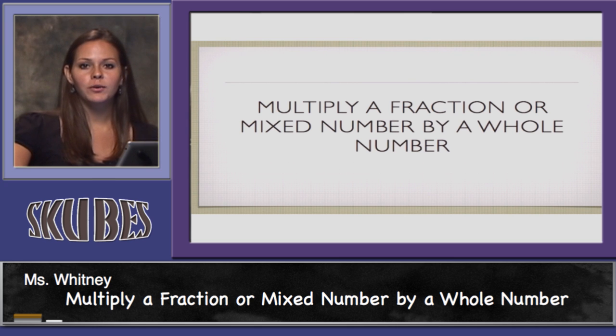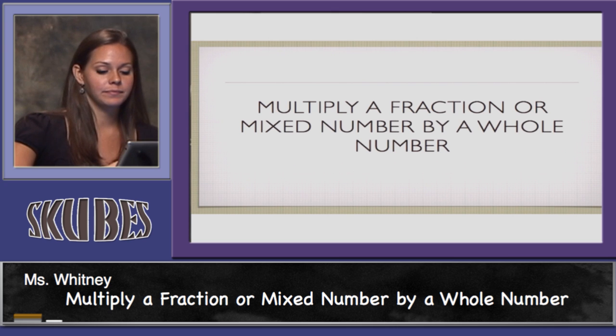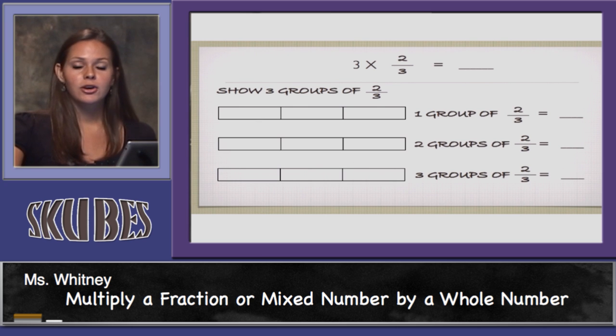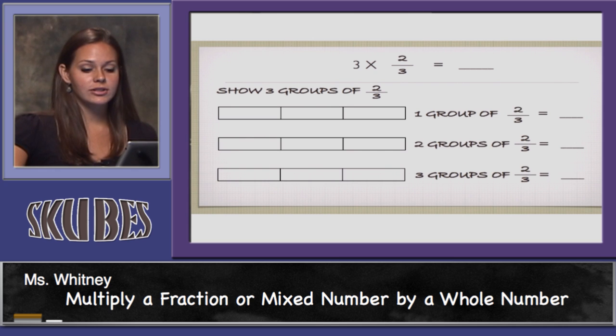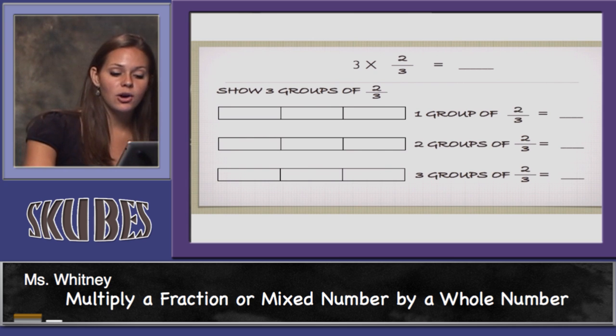In this lesson, we're going to talk about how to multiply a fraction or mixed number by a whole number. Here's our first example. 3 times 2/3. We can say this as 3 groups of 2/3. Now let's use a model to help us solve. We're going to show 3 groups of 2/3.